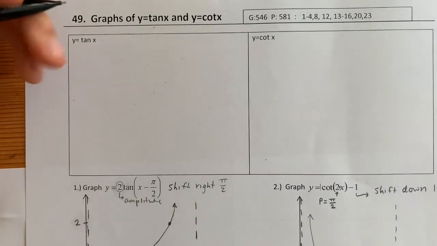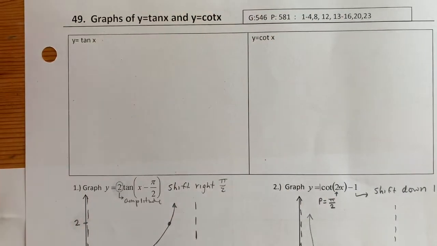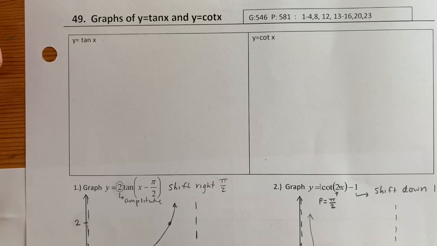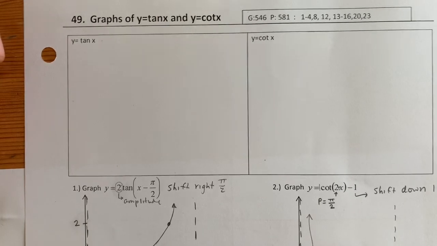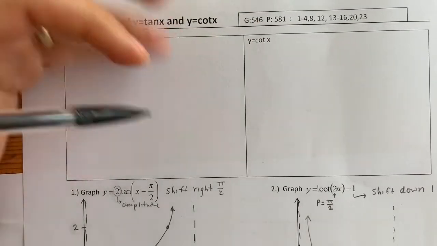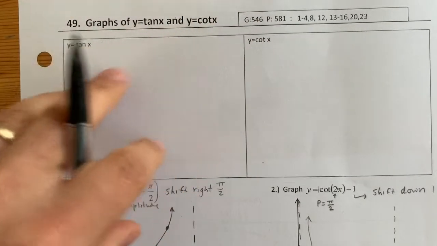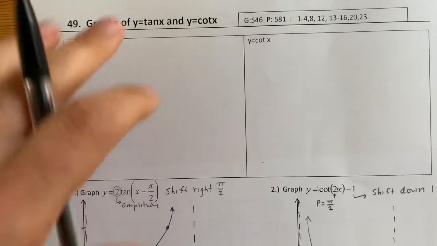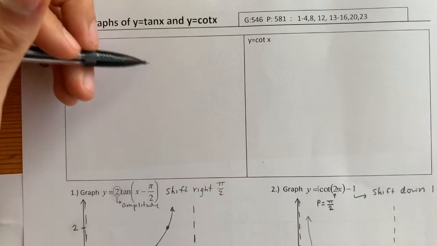Okay, so we're going to graph tan and cotan today. And we're going to see some waves that look quite different than sine and cosine. So I'm going to kind of draw it out, and then I'll tell you at the end what I want you to put on your paper.